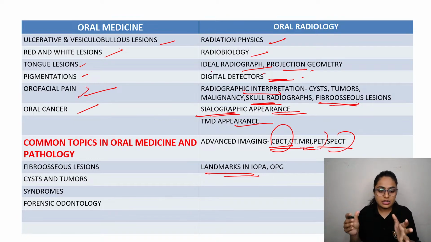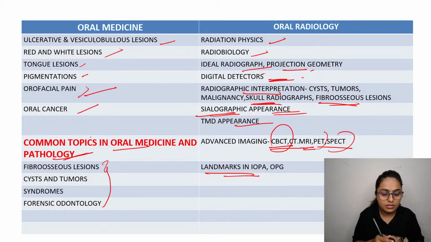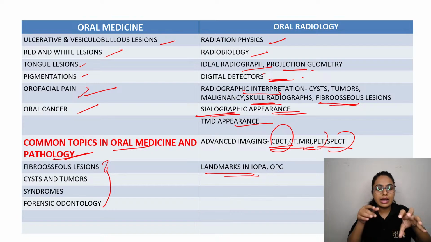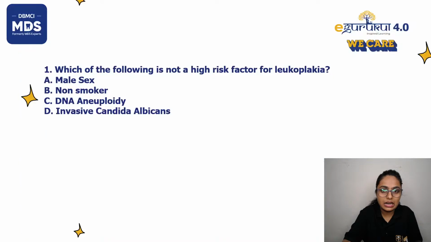All right. So there are some topics which are common in medicine as well as pathology. Okay. So fibro-osseous lesions, cysts and tumors, various syndromes, the features they'll give you, and the features are seen in which syndromes. Such kind of questions will be asked. Forensic odontology. All right, so, if you are thorough with these topics, you will be able to answer most of the questions asked pertaining to the OMR subject. All right. So, let us start with the most important MCQs that can be asked.